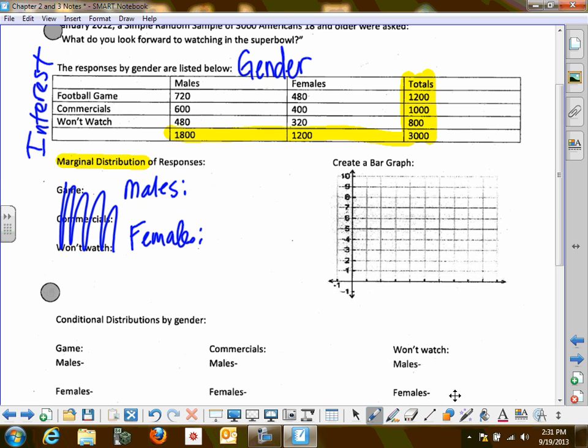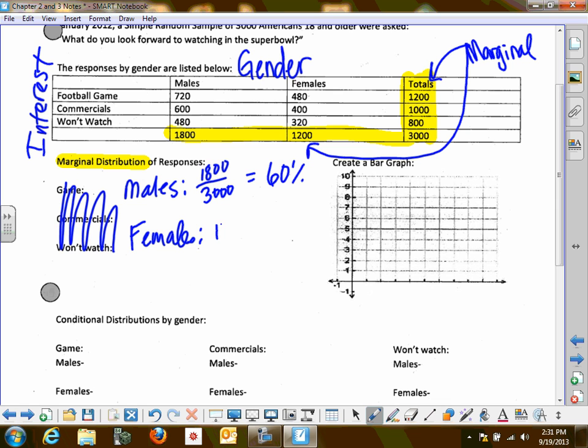They are only referenced by one variable. So this is all about the interest. These are things about interest. And all of these down here, those two are the gender totals. Those are the marginal numbers because they are in the margin. So what is the marginal distribution of males? 1,800 out of 3,000, so that's 60%. Females is the 1,200 out of 3,000, which we know is going to be the other part, which is 40%, because there was no overlap, and we know there's not 193% in our information here.